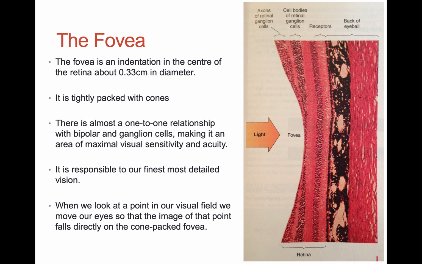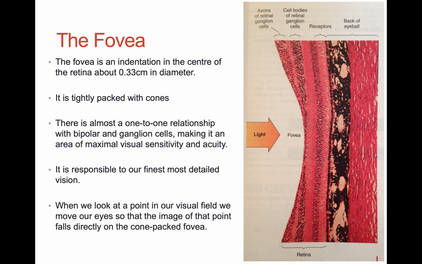Now, I've mentioned the fovea a few times. The fovea is an indentation in the centre of the retina, about 1/3 of a centimetre in diameter. It is tightly packed with cones. There are no rods here. There is an almost one-to-one relationship with bipolar and ganglion cells, making it an area of maximal visual sensitivity and acuity. It is responsible for our finest, most detailed vision.